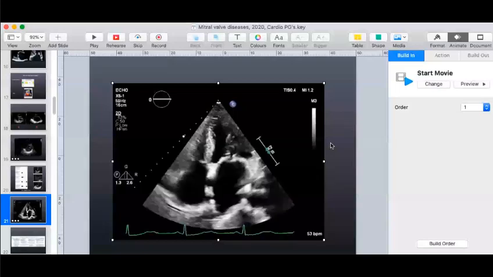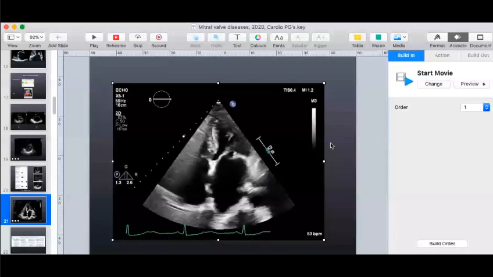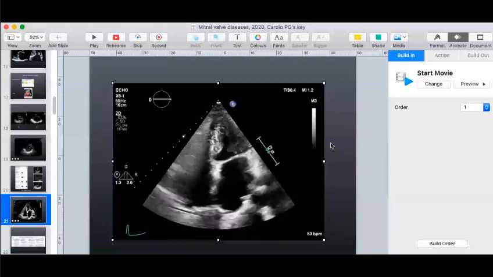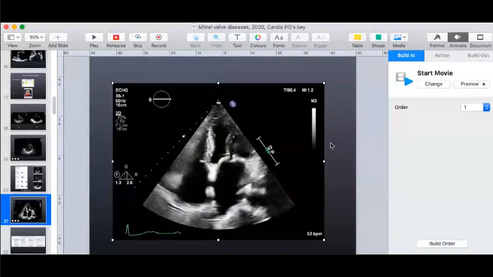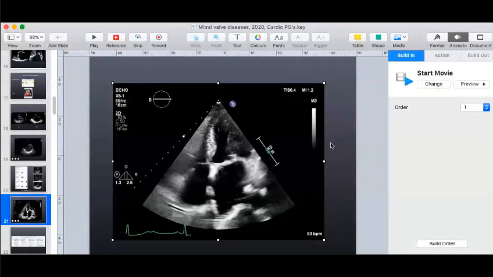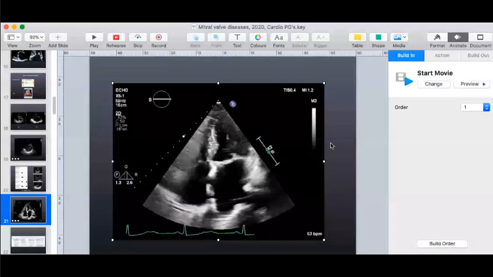Next is calcification. I know it is not very clear, everything looks bright, but just make a comment about calcification. There are some hyperechoic spots at the margins. Maybe there's some calcification on the AML and PML. Okay, so is it a single speck or is it multiple specks? Multiple specks. So you should talk like that.